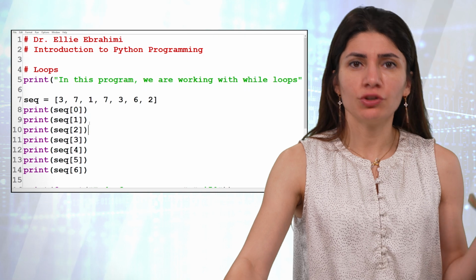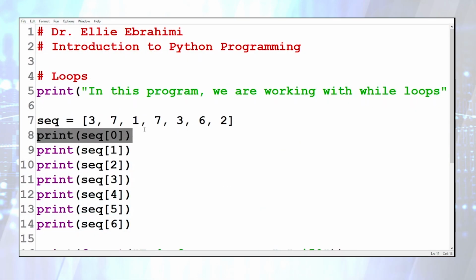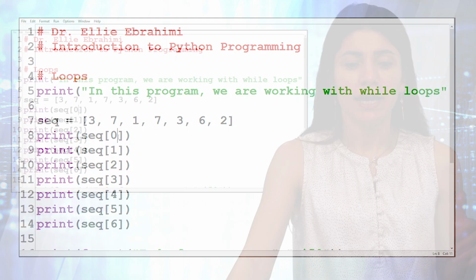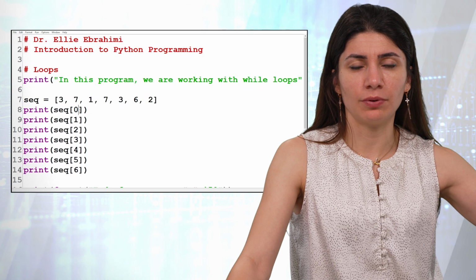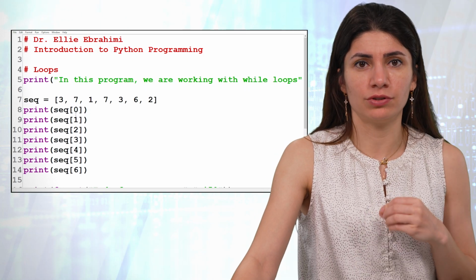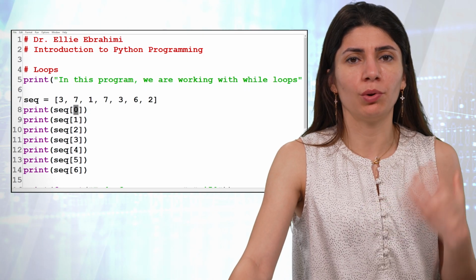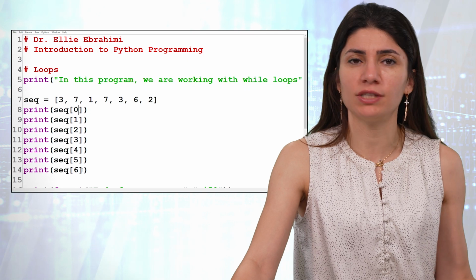But again, there should be an easier way because as you see, we have a pattern here. In all of them, we have the sequence. In all of them, we are printing. And the only thing that is changing is the number that you have for your index number. That is the only thing that is changing. And similar to the previous example, we know how to create those numbers. We know how to set up a loop that creates a number from 0 to 6.